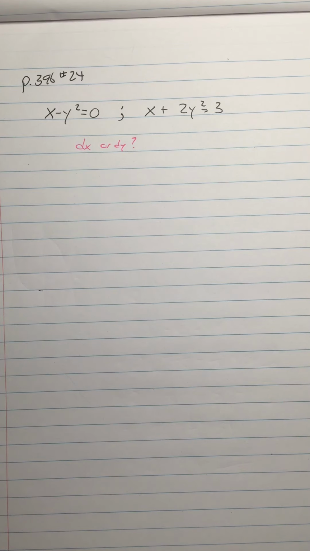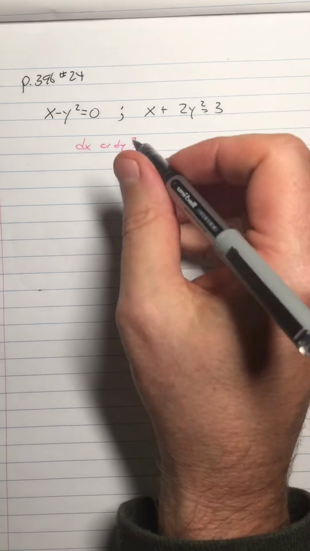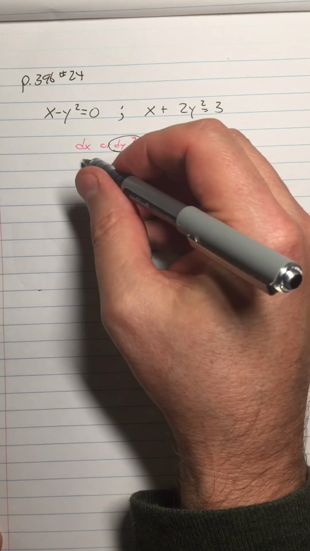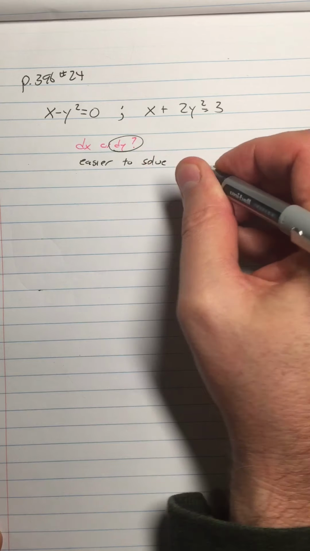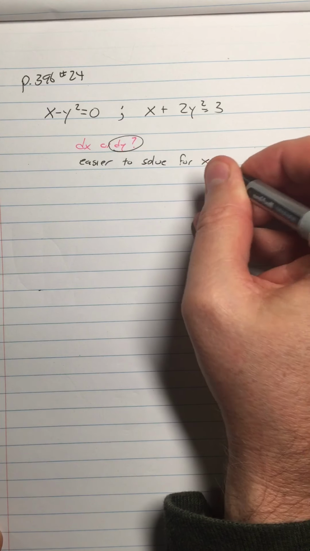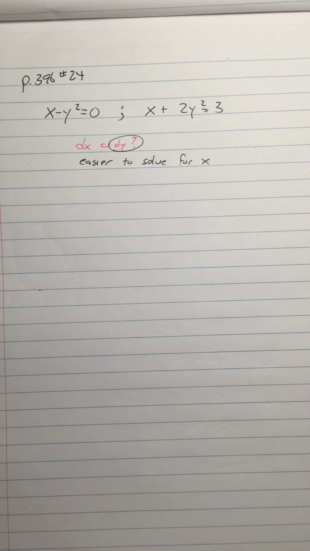dx or dy? Yeah, I like dy on this one because it's easier to solve for x. So if it's easier to solve for x, then we're going to do dy. Of course, you actually can do any of the problems either way. You just might be making them insanely difficult if you choose the wrong one.